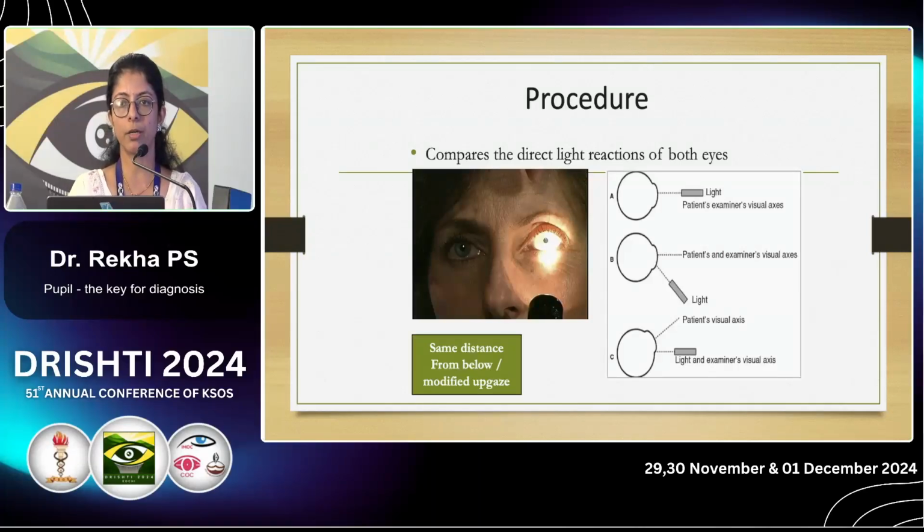So how do we do the swinging flashlight test? We are comparing the direct light reaction of both the eyes. We swing from one eye to the other, and there are two points to keep in mind. You have to hold the light source equidistant from both the eyes while swinging from one eye to the other, and the ideal position is to shine the torch from below so that we can see the pupil clearly. Another method is the modified up gaze technique, where we ask the patient to look up, and the light source and the examiner should be in the same line.